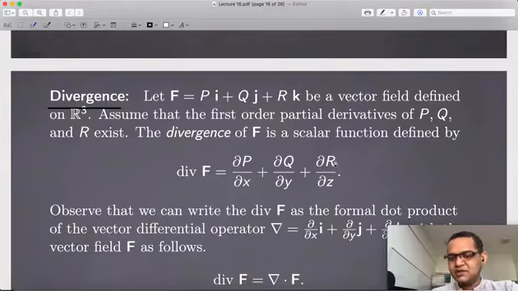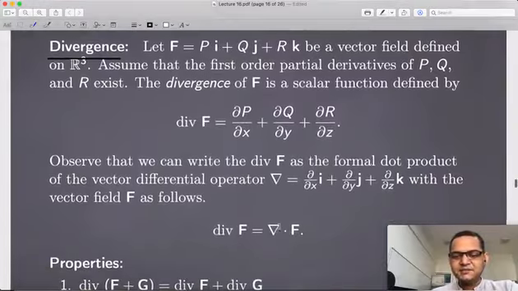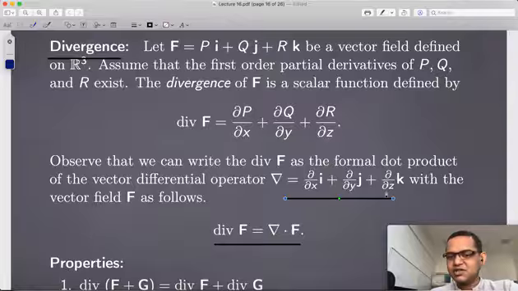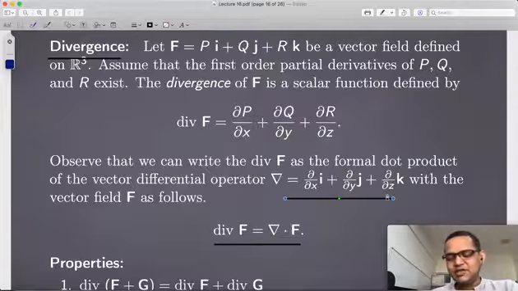There is no i, j, k over here. So this you have to keep in mind, and this is precisely the formal dot product of this vector differential operator with the vector field F. Correct? So del by del x is going to act on P, del by del y is going to act on Q, and so on. So don't worry, right now these are just mathematical definitions, some notations. As I said, towards the end I will tell you what the curl or divergence mean, and what they have to do with Green's theorem.